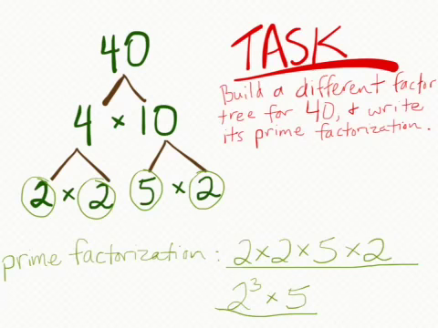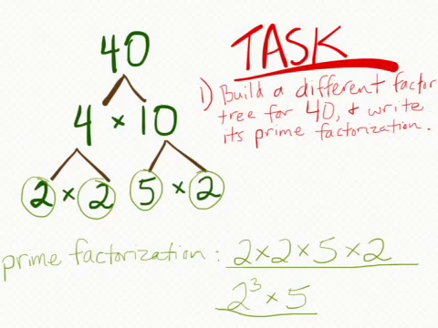You have a choice between tasks. Option number 1 is build a different factor tree for 40 and write its prime factorization. It should be the same as what we've got here. Maybe in a little different order, but it should be the same. So that's a way to check yourself and see if you did it correctly.